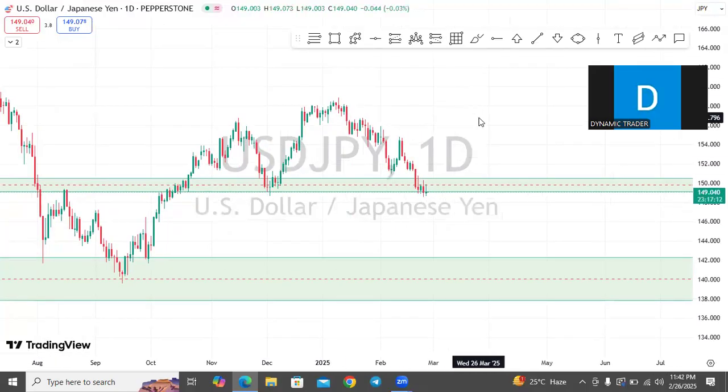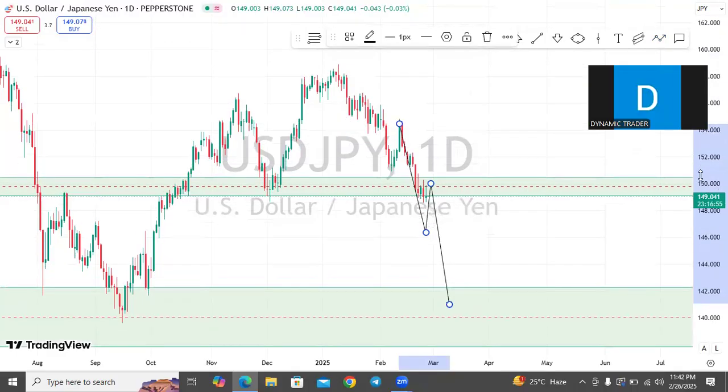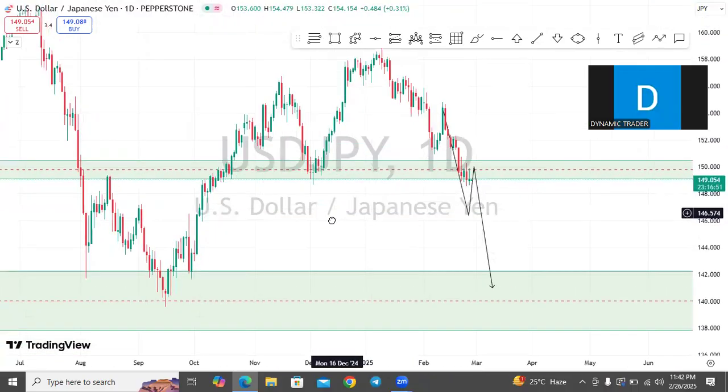Now, this brings us to the break and retest that I was talking about. So the moment the market breaks below here now, we're waiting for a proper retest, then a dive to this point. Okay, this is on the daily. So that is what is happening on USD JPY.